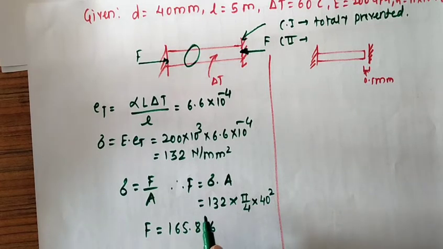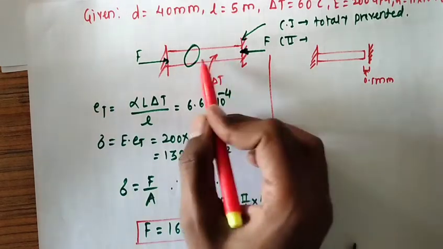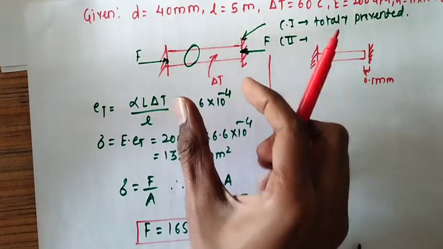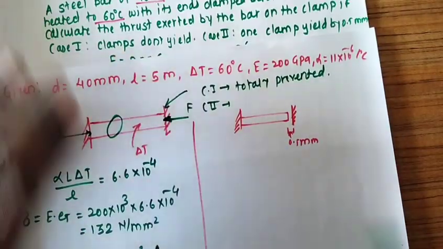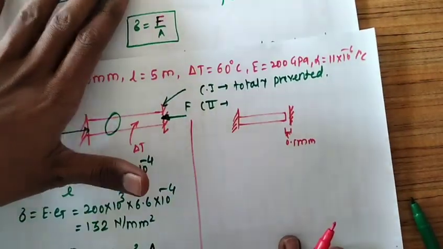165.876 into 10 raised to 3 Newton. This is your force value when expansion is totally prevented or supports don't yield. It will remain same. Now in the case when supports yield, we know formula of ET.